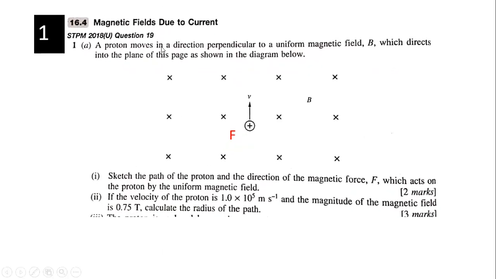A proton moves in a direction perpendicular to the uniform field B, which is directed into the page as shown in the diagram. Sketch the path of the proton and the direction of the force which acts on the proton by the uniform magnetic field. So using your Fleming's left-hand rule, the field is going in, first finger, your current is going up. Current is the flow of the positive charge, the proton.